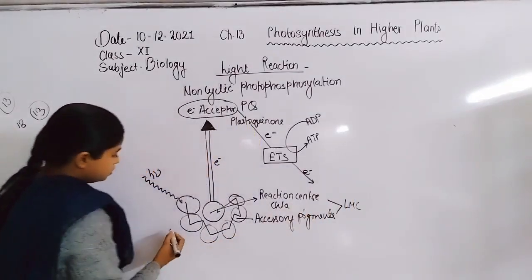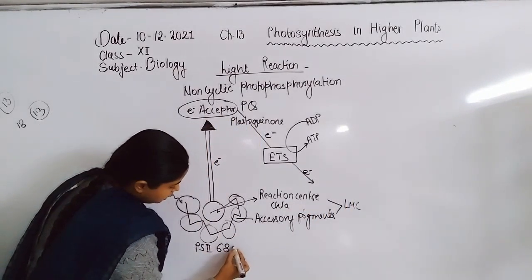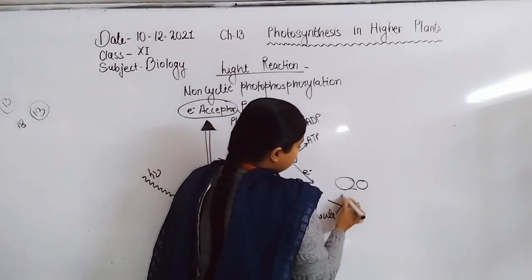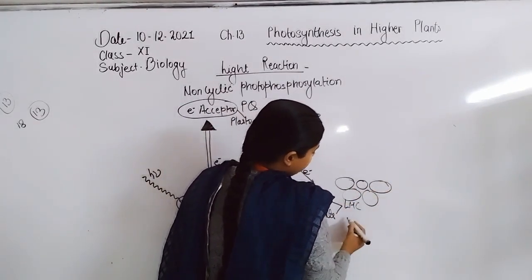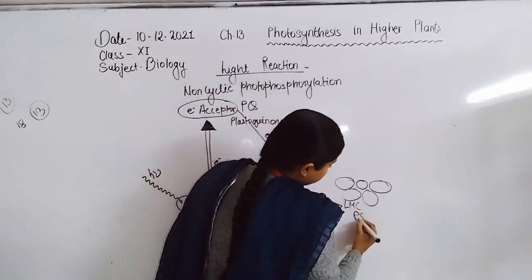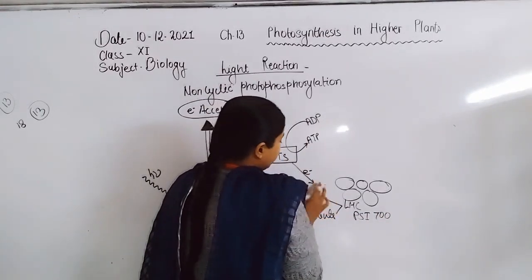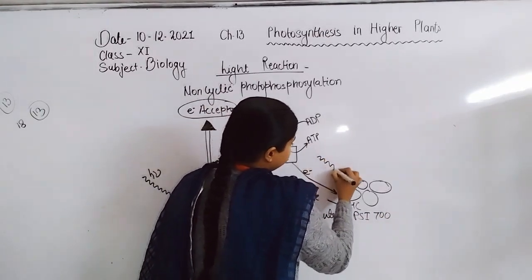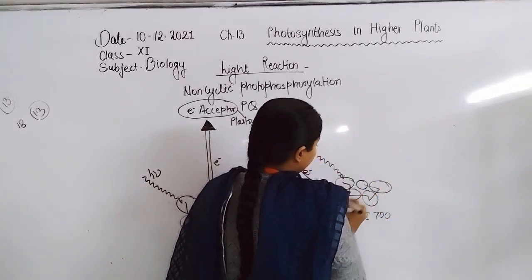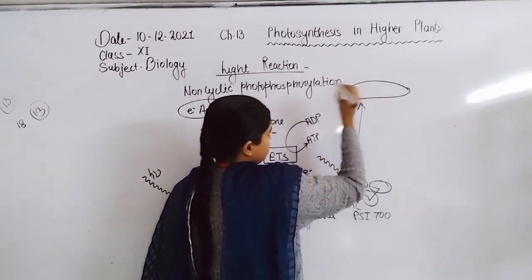Here is photosystem second, which absorbs light of 680 nanometer, and here is photosystem first, which absorbs light of 700 nanometer, P700. The electron again gets excited after the photon strikes, and jumps from its orbit, and is accepted by the electron acceptor ferredoxin.